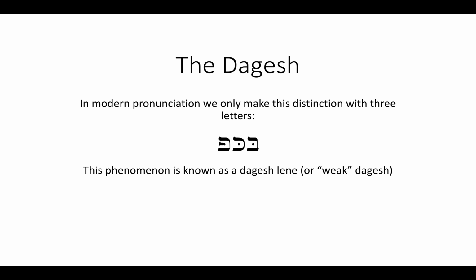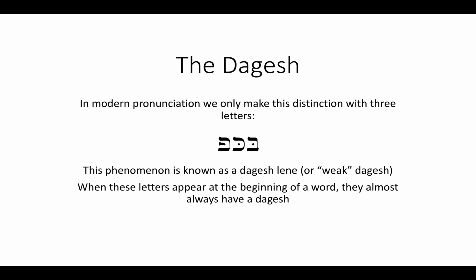Sorry about that. My Dagesh is a little hard to see in the pay here. If you knew how hard it was to make these Hebrew letters come up on the screen, you would have some sympathy for me. But just trust me, the pay here has the Dagesh. So anyway, in modern pronunciation, we only make this distinction with three letters. This is known as Dagesh Lene, or weak Dagesh, meaning it's only changing sound, but it's not doubling letters.